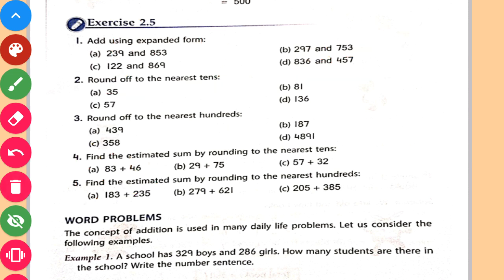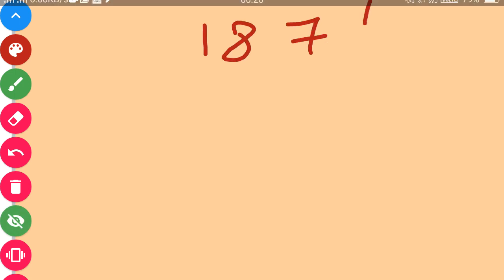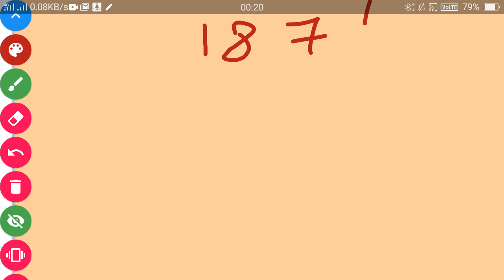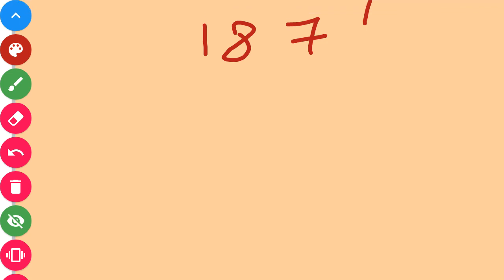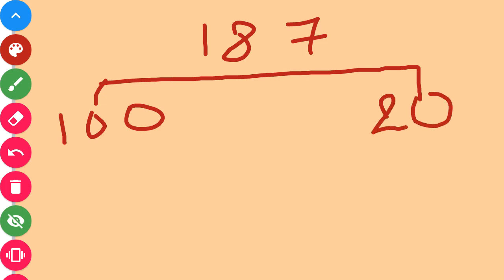Now, next question. 187. Here, 187 lies between which two hundreds? 187 lies between 100 and 200.